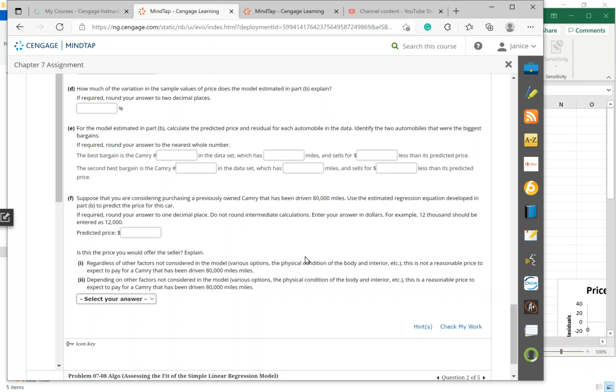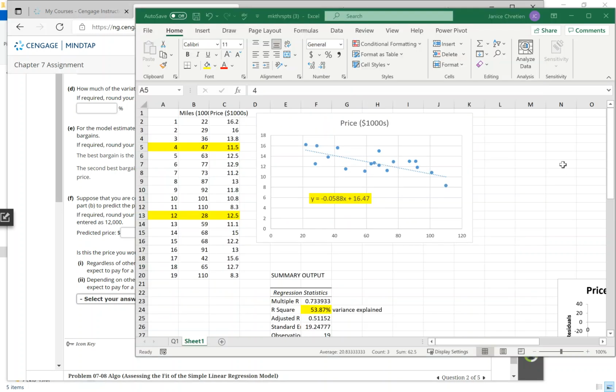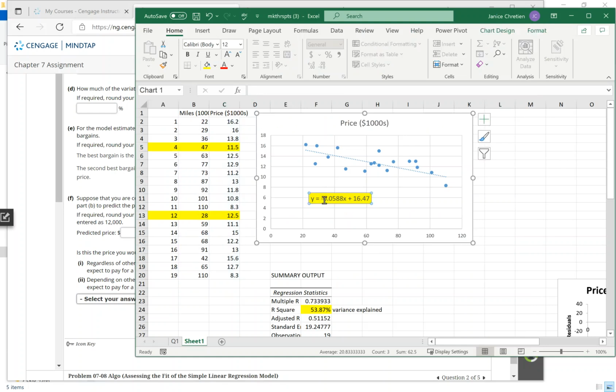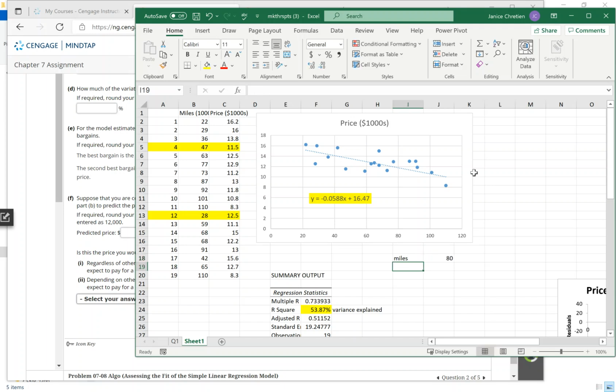Then it says, suppose that you're considering purchasing a previously owned Camry that has been driven for 80,000 miles. You're going to have a different value there. Use the estimated regression developed in Part B to predict the car's price. Well, this was my equation in Part B. And I know that my miles is 80. Remember, I'm reporting everything in thousands, so I need to take off the 3 zeros behind the 80.